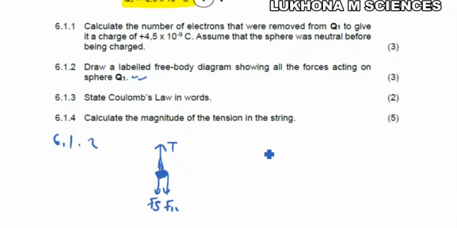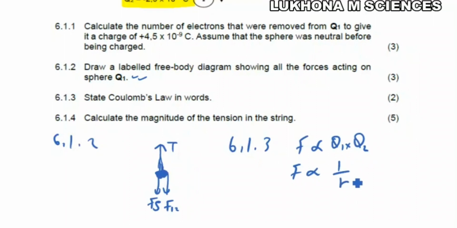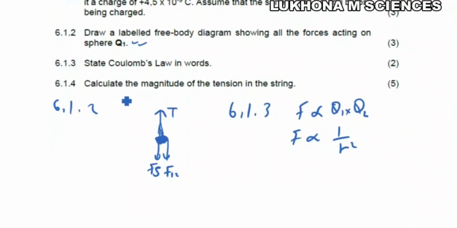The following question says, state Coulomb's law in words. Coulomb's law states that the electrostatic force between 2 point charges is directly proportional to the product of the magnitudes of the charges, and inversely proportional to the squared distance between them. So you will write it in words here as one statement. Then this was 6.1.3.